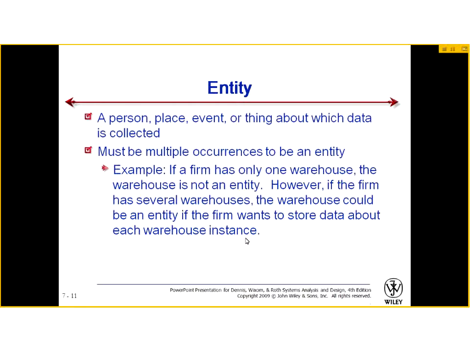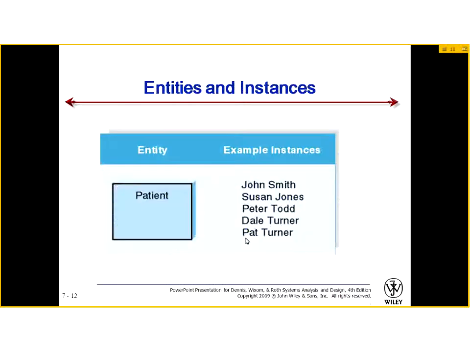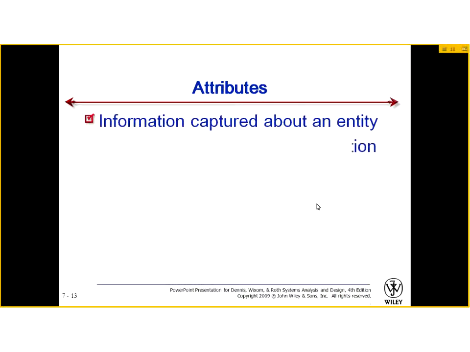So entity is a person, place, event, or thing about which the data is collected, but it is important that there must be multiple occurrences of an entity. For example, if a firm has only one warehouse, then it is not an entity. However, if the firm has several warehouses about which you want to record data, then you can say that warehouse is an entity. The relationship between entities and instances is like this. For example, the entity is patient, and if the patient names are John Smith, Susan Jones, Peter Todd, these are the instances of the patient entity.